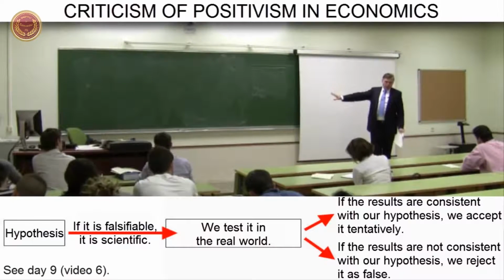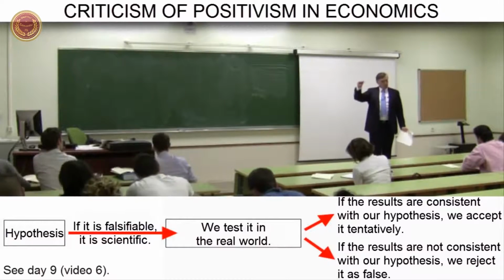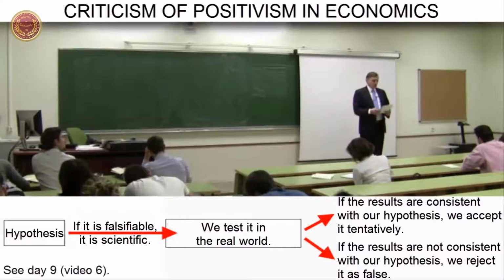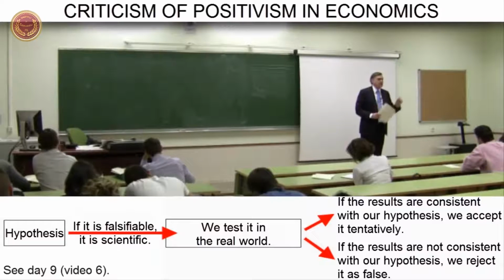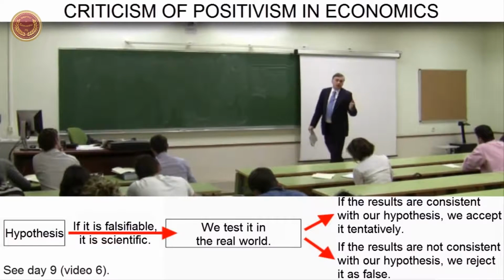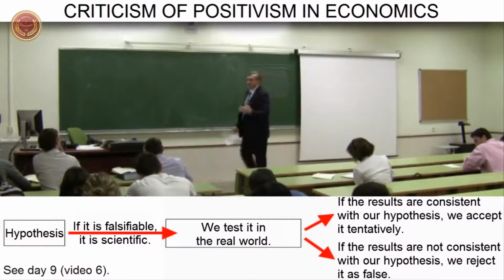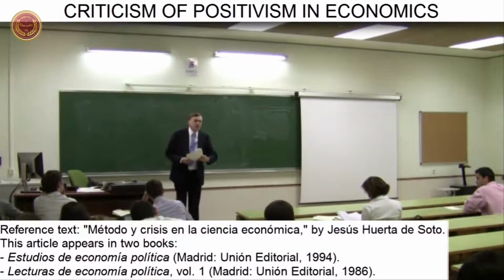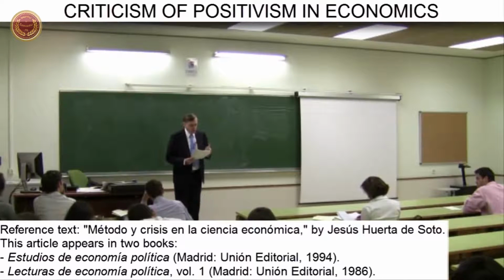Why can't we apply to economic science Popper's demarcation criterion, according to which a scientific hypothesis is one that can be falsified through empirical testing? We discussed this the other day. There are 4 essential reasons, and I examine them in detail in the same order in my article Método y crisis en la ciencia económica.